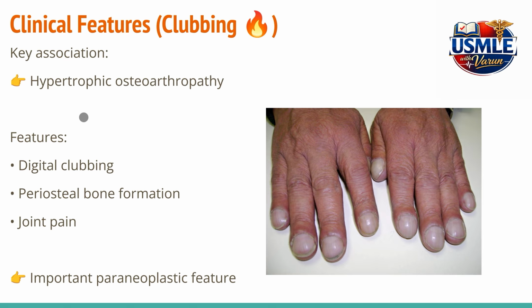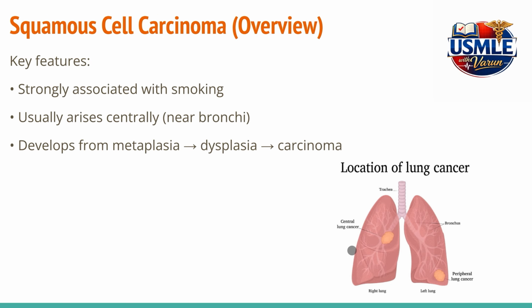One important clinical feature associated with adenocarcinoma is hypertrophic osteoarthropathy. This includes digital clubbing, where the fingertips become enlarged and bulbous. There may also be new bone formation along the periosteum and joint pain. So, if you see a patient with clubbing and a peripheral lung lesion, adenocarcinoma should definitely be strongly suspected in those cases.